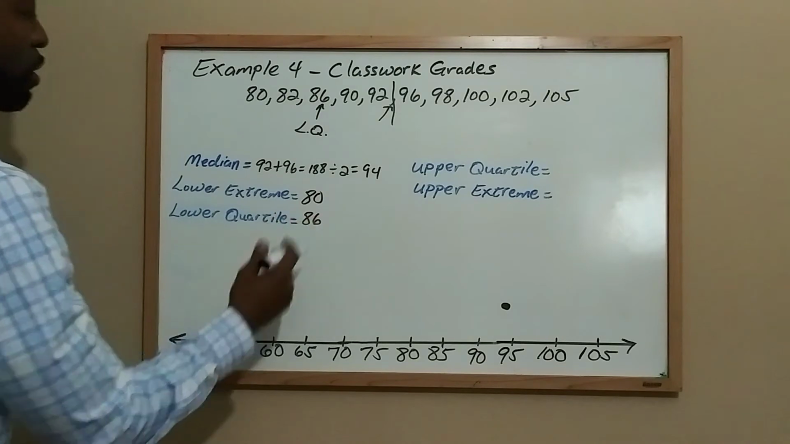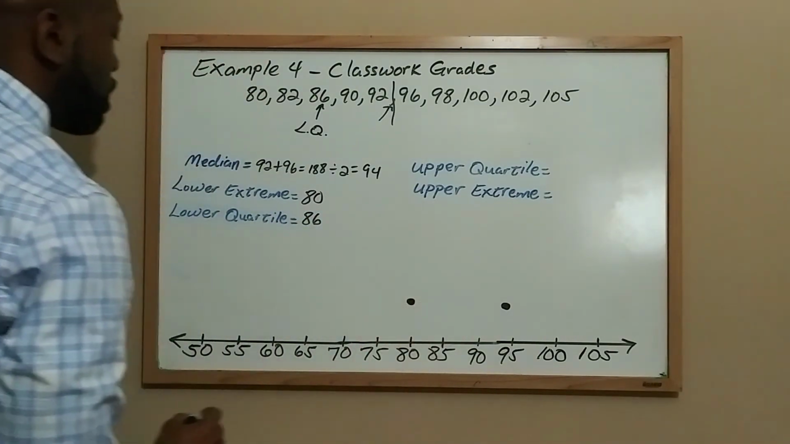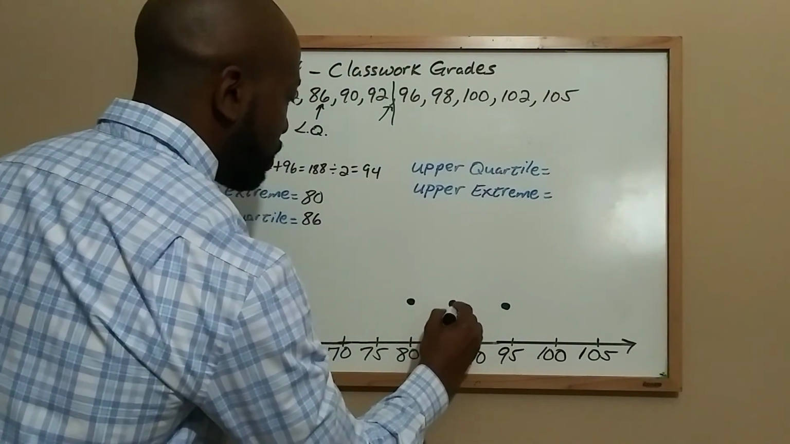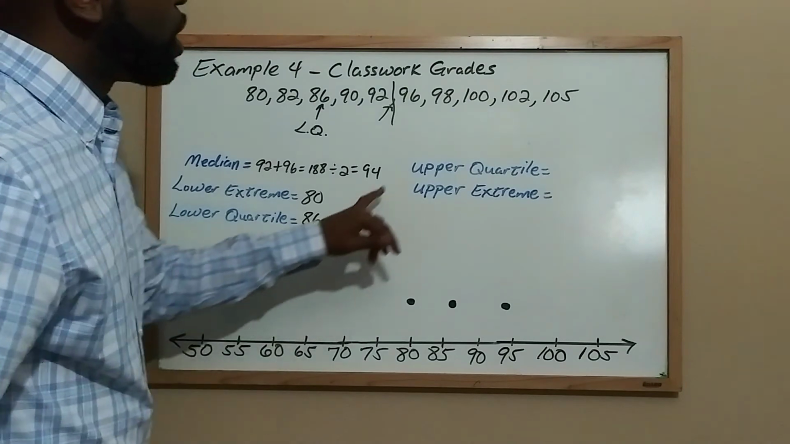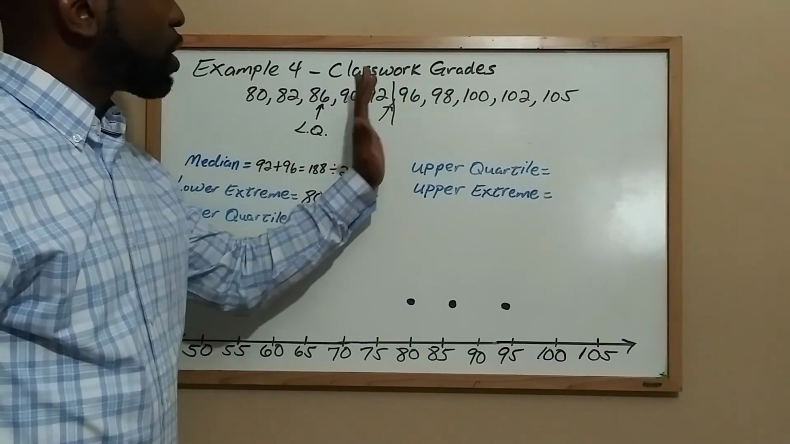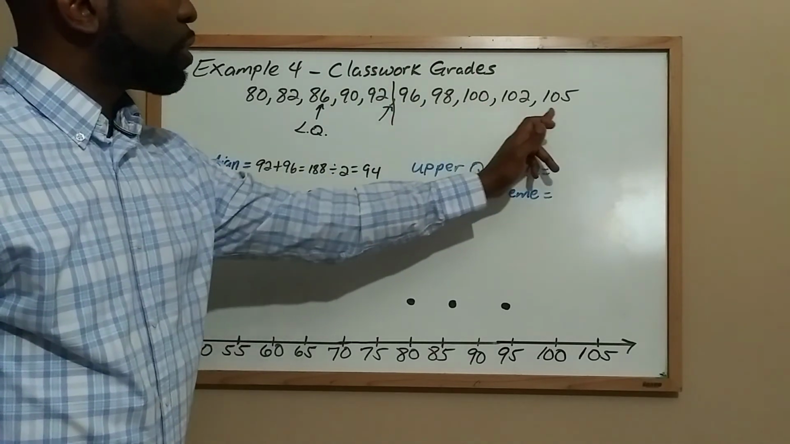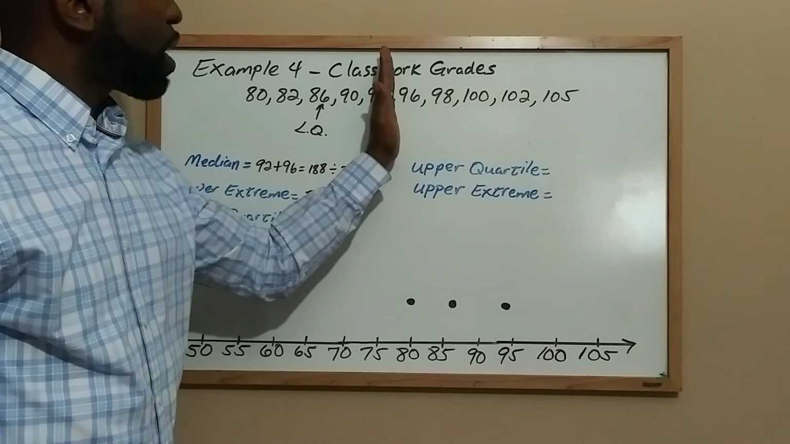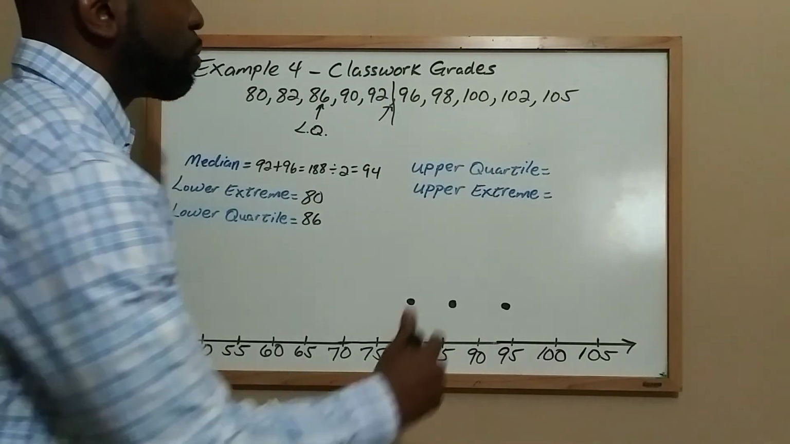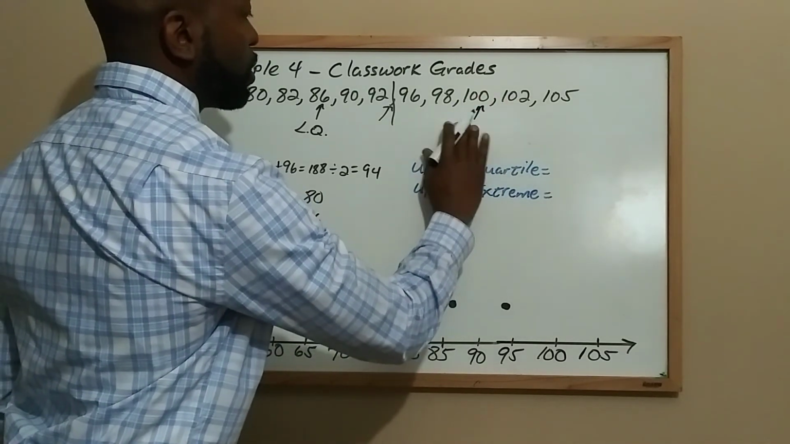So let's plot those 3 points. So lower extreme is 80. And my lower quartile is 86, right? A little bit past the 85. Let's look at the upper quartile. For the upper quartile, I'm looking at the median for the numbers of the upper half of my data, which is 96, 98, 100, 102, and 105. All the numbers to the right of my median. So the middle number for the upper half would be 100, which is my upper quartile.